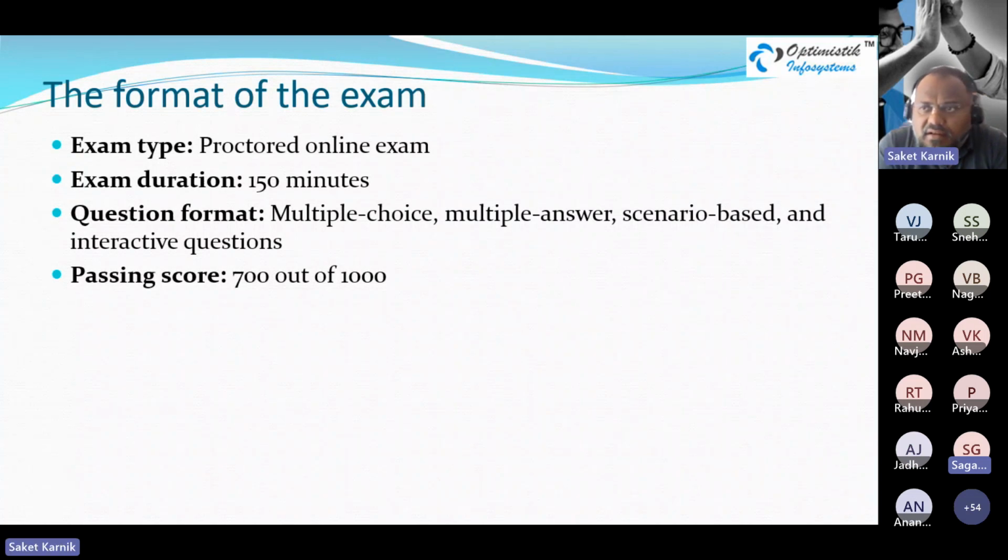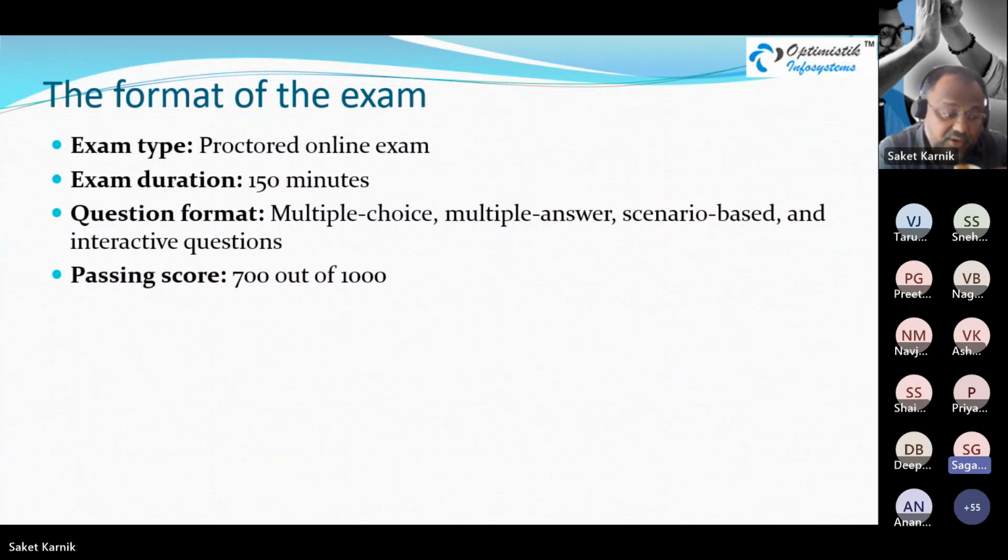Total available marks are 1000, out of which you have to score a minimum of 700 to clear the exam. 699 means you have not cleared. 700 or more till 1000, you clear the exam. It's not mandatory to clear each and every skill 100% or 70%. Overall, 70% you have to score. Is that clear?